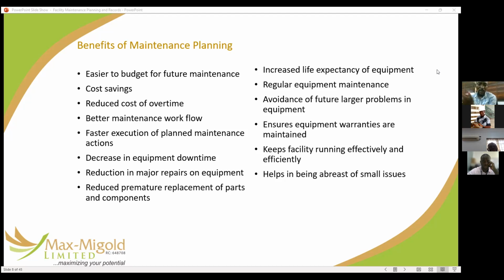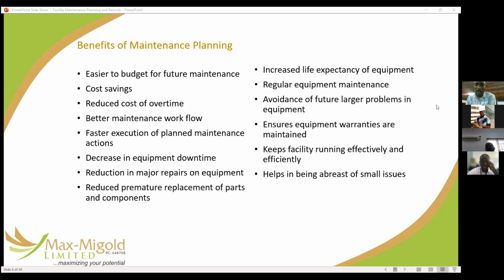reduce the major repair on equipment, reduce premature replacement of parts and components. It also increases the life expectancy of the equipment, with regular equipment maintenance and avoidance of future larger problems on equipment, because when you maintain a very good maintenance culture, breakdown becomes more or less negligible. It's not that your equipment is not going to break down, but all the breakdowns you are recording are legitimate breakdowns, not the unwanted kind of breakdown.